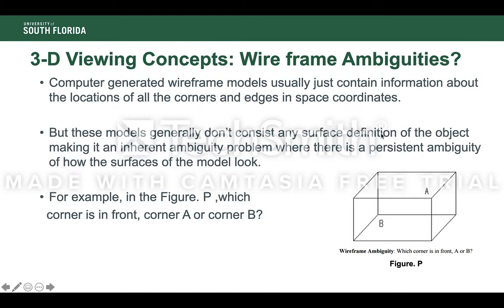So this gives rise to a problem which is called the wireframe ambiguity problem in 3D viewing. Our computers generate wireframe models that generally don't have information about the surface, or just have information regarding the corners and edges in space coordinates. So it gives rise to a persistent ambiguity, which in turn poses a problem where you don't know how the surfaces of the model look. For example, in the figure given over here, you have no way to interpret whether corner A or corner B is in the front. So this is a basic problem called the wireframe ambiguity problem in 3D viewing.